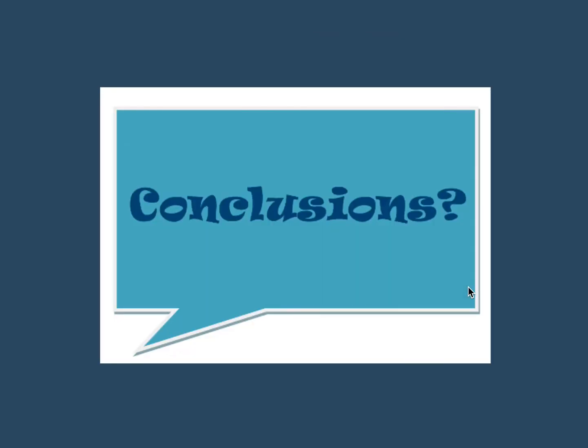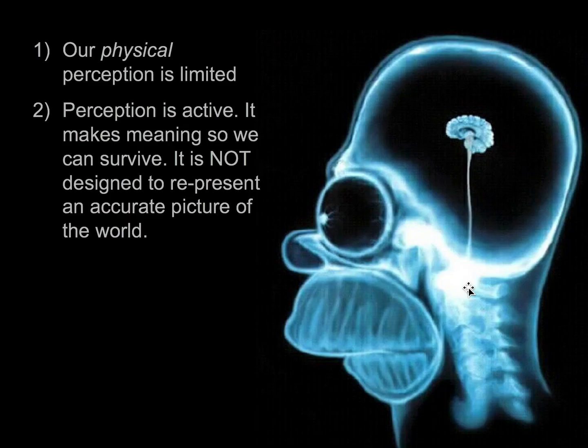Anyway, so what conclusions can we draw from all of this? Well, we know that our physical perception is limited. There's a lot more out there than we can see. We can't take it all in. We don't have the hardware to be able to detect it all. But most importantly, our perception is active. It makes meaning so that we can survive. It is not a passive receptor. It's not designed to represent an accurate picture of the world.